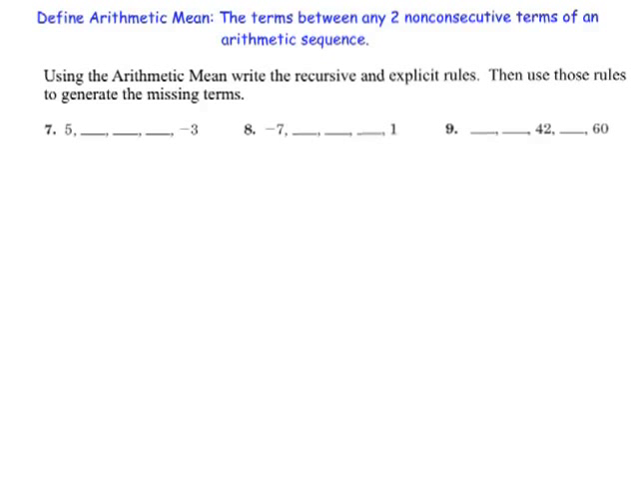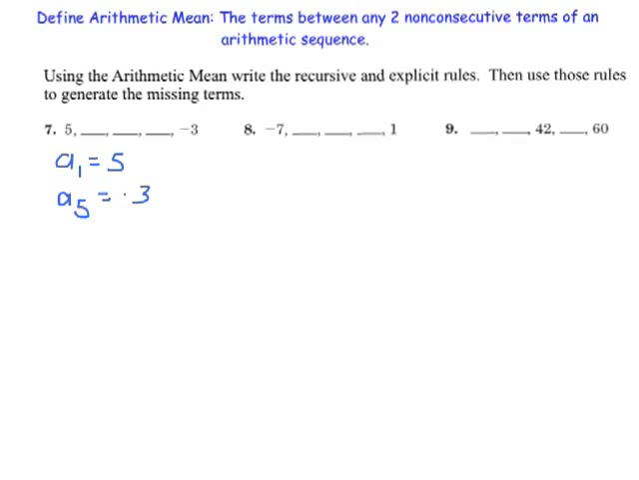Okay, so first of all, what do I have? Well, let's see. I know the first term. The first term is 5. And I know the fifth term. What is the fifth term? Well, what is it? -3, it looks like.